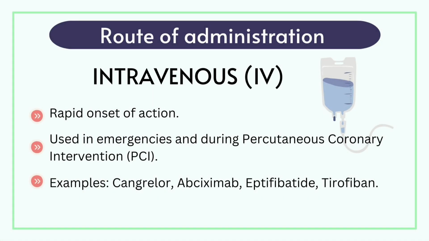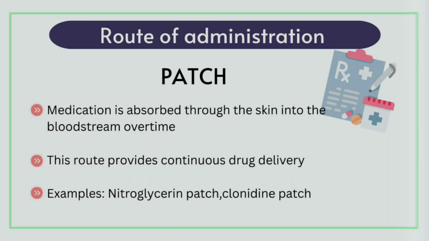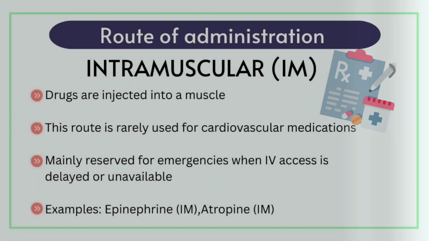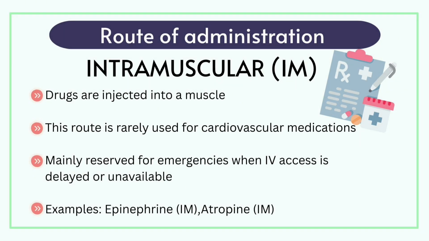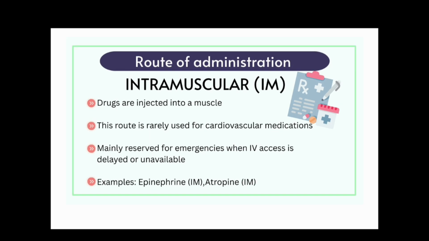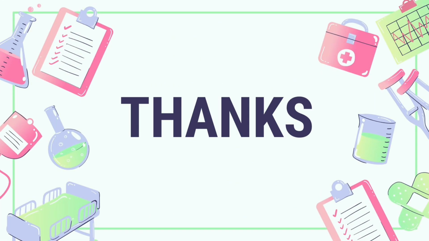The intravenous route provides immediate onset and is used during acute emergencies or procedures like PCI. Examples: cangrelor, eptifibatide, and tirofiban. The patch route delivers continuous transdermal absorption into the bloodstream, such as nitroglycerin patches used for adjunctive cardiovascular support. Lastly, the intramuscular route is rarely used for primary cardiovascular drugs due to variable absorption, reserved only when IV access is delayed in emergencies. That concludes our group's presentation.